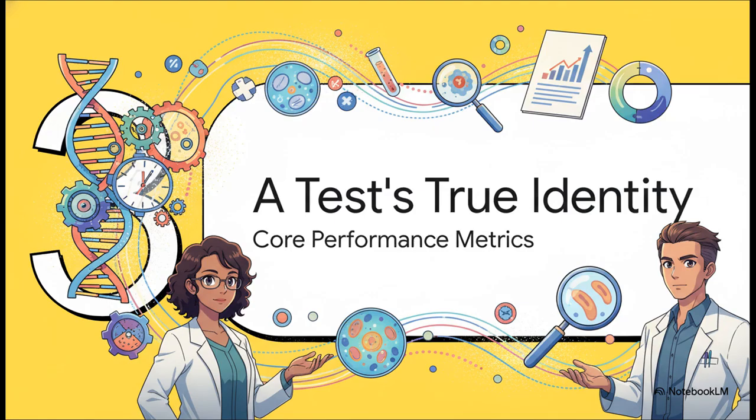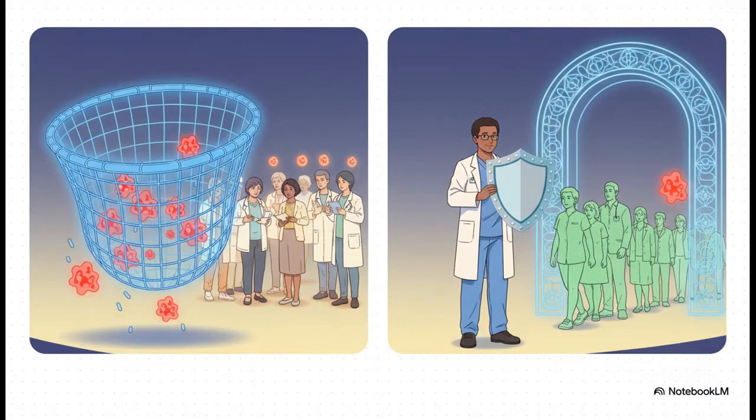So, we have our 4 characters, our 4 outcomes. Now what? How do we use them to figure out how good a test actually is? Well, there are 2 really important numbers that are like a test's DNA. They're baked into the test itself, and they don't change no matter who you're testing. And those 2 numbers are sensitivity and specificity.